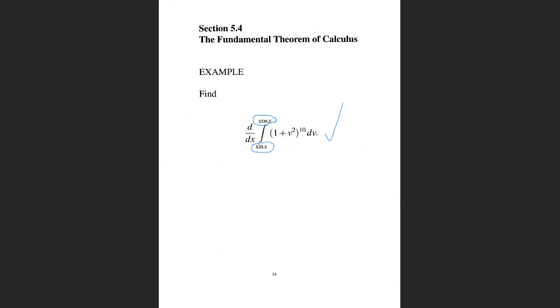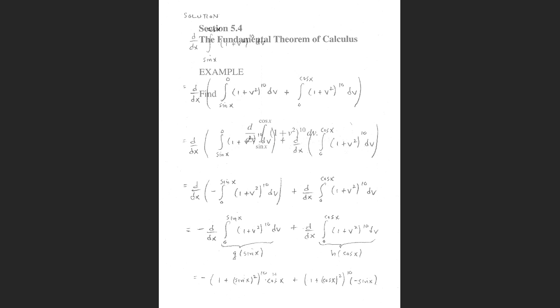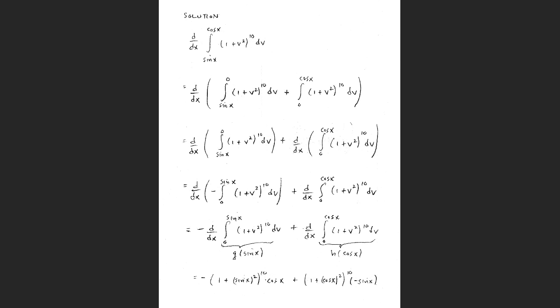Okay, so let me show you how we're going to do that. Here's what we do. I'm going to express this integral as the sum of these two integrals using the property of integrals. And I split the integral up about the value 0.